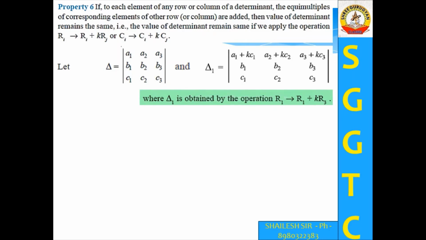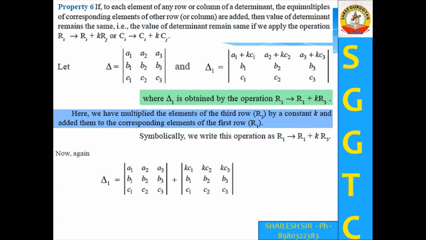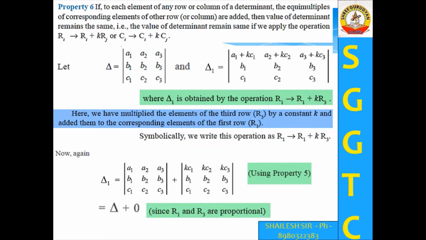So first I read the heading. If to each element of any row or column of a determinant the equimultiples of corresponding elements of the other two rows are added, then the value of the determinant remains the same. Don't worry students, I explain in detail one by one. I am sure you understood nothing here. So first of all let the determinant be a1 a2 a3, b1 b2 b3 and c1 c2 c3. This property is also explained by a total of 6 ways, 3 row wise and 3 column wise.